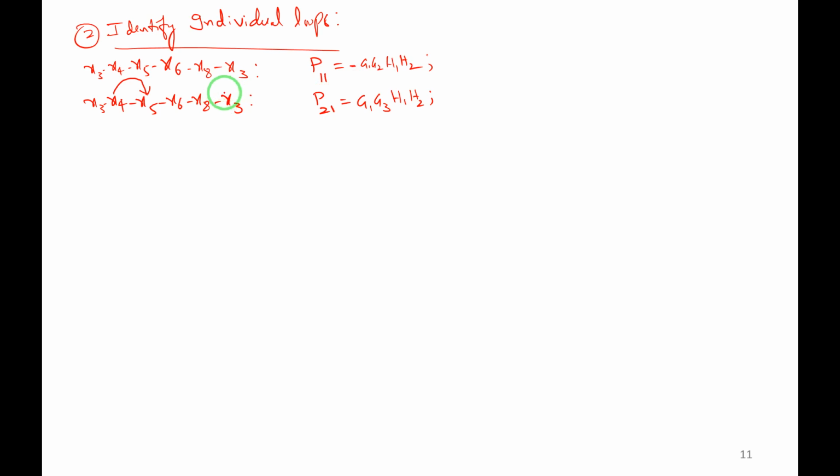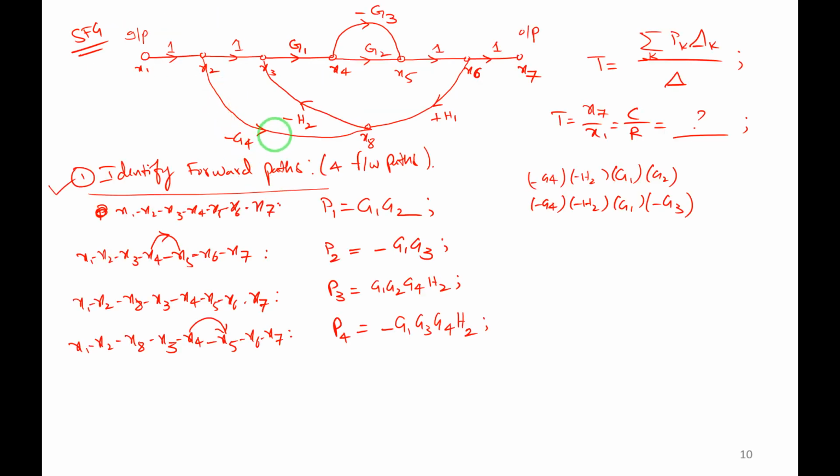So, is there any third loop? Try to identify. If it is there, tell me; if it is not there, not there. I am also searching. No, it is not there. Only two individual loops are there. Third loop is not there.